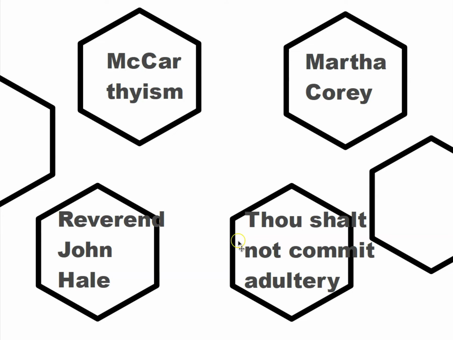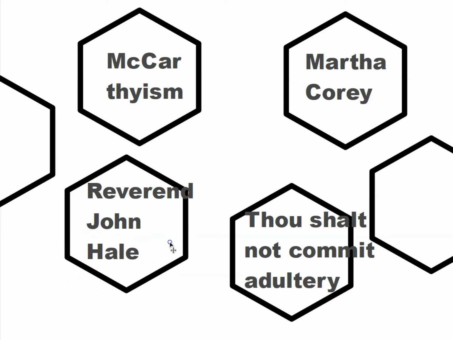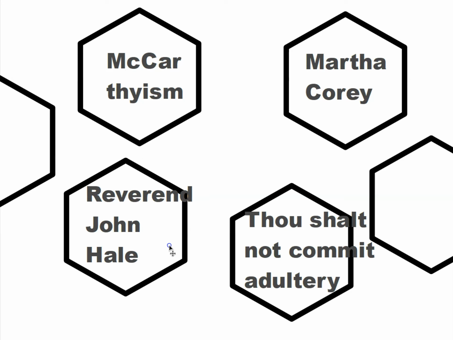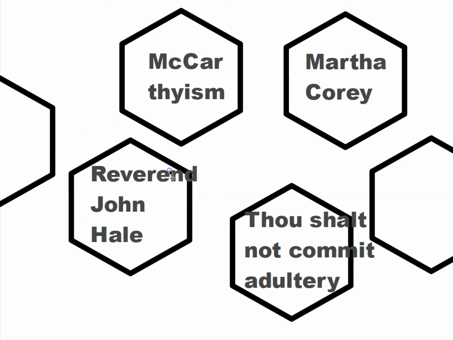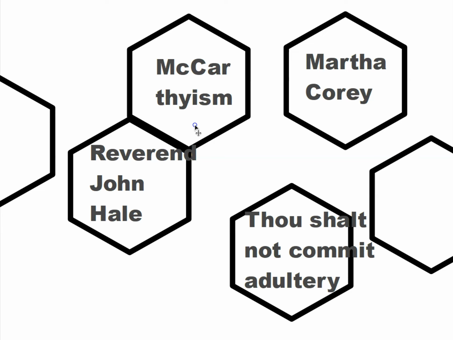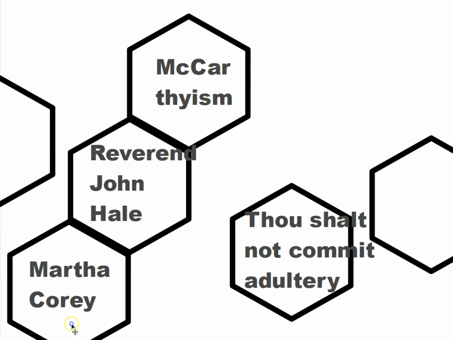All right, so now they cut out their hexagons, and then I give them a colored sheet of construction paper and a glue stick, and I say, okay, at your table group, put them together. How are they connected? And I get a lot of really good discussion here. Okay, McCarthyism. Reverend John Hale is at first succumbing to the hysteria of McCarthyism, so I'm going to put that there. Martha Corey. Well, you know what? Giles talks to John Hale about Martha Corey, so I'm going to put that there.